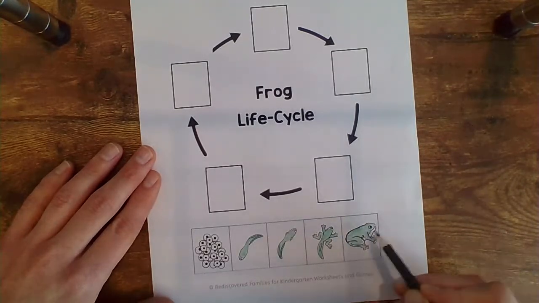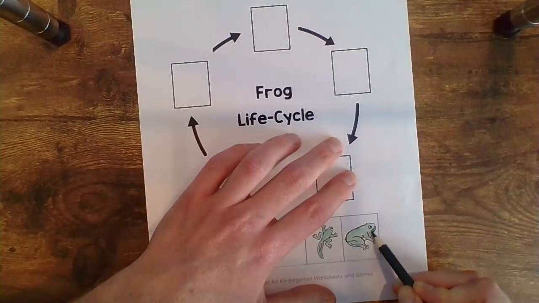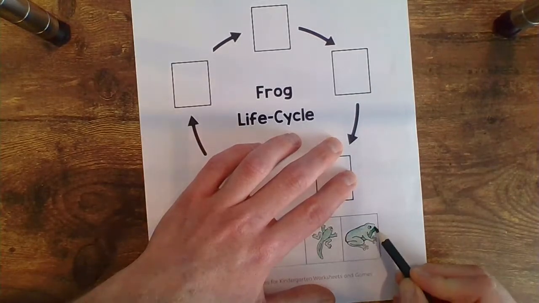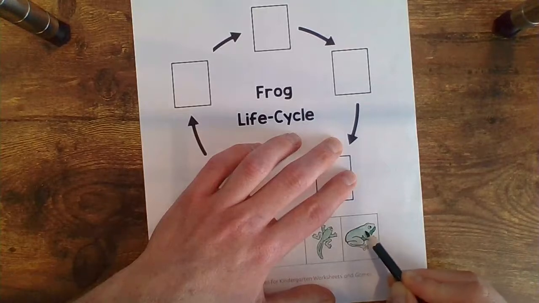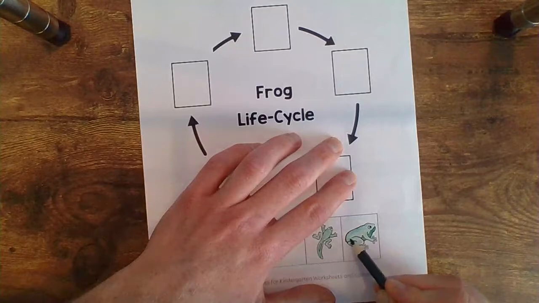They're a little bit longer than they were over here. I'm going to color the bottom a little bit darker, so we have a little contrast there. All right. And also, this adult frog has lungs. So inside its body, it has lungs that it uses to breathe oxygen, just like we breathe.